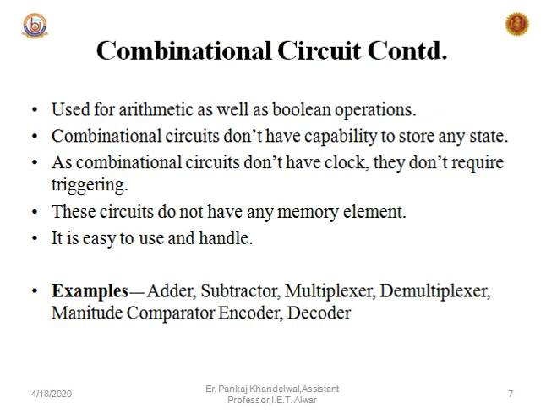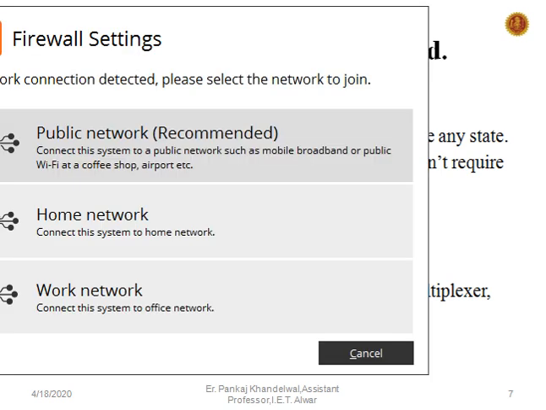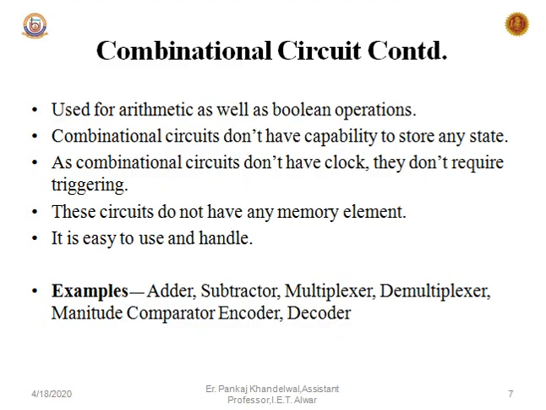Combinational circuits don't have the capability to store any state. As combinational circuits don't have a clock, they don't require triggering. These circuits do not have any memory element, and they are easy to use and handle. For example, adder, subtractor, multiplexer, demultiplexer, comparator, etc.